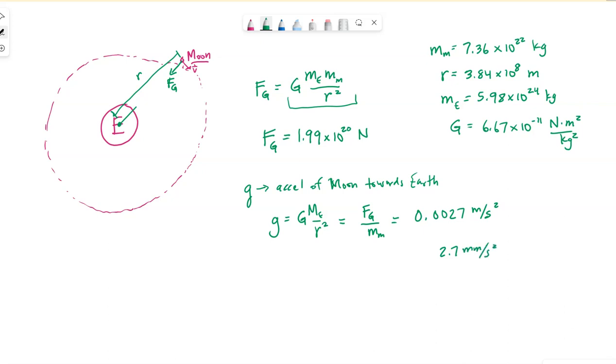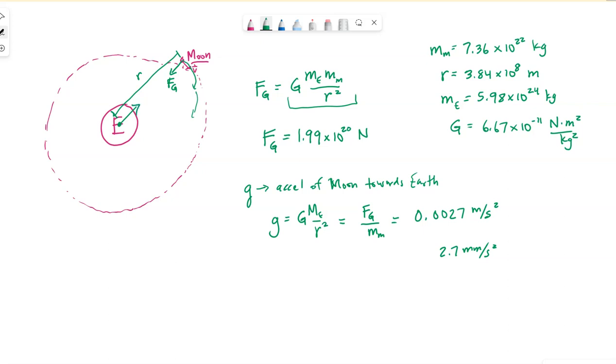That's incredibly small. But this acceleration is what causes the moon to go through the projectile motion. So both continue traveling horizontally, or not horizontal, but parallel to the Earth, as well as falling towards the Earth, which essentially puts the moon in a state of free fall around the Earth.